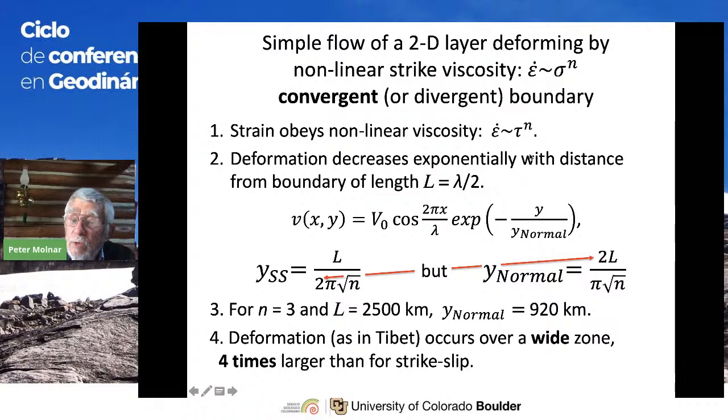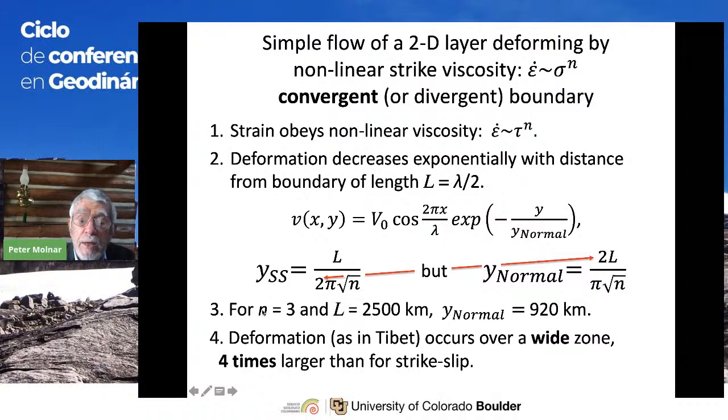The deformation decreases exponentially with distance from a boundary of length, given L, let it be pi over 2. So if we plug this in to this expression, we have this exponential decay where we have some characteristic y normal distance. That y normal distance here now is 4 times bigger than for the strike slip case. Here the 2 is in the denominator. Here the 2 is in the numerator. This is the case here. This is the case we just looked at.